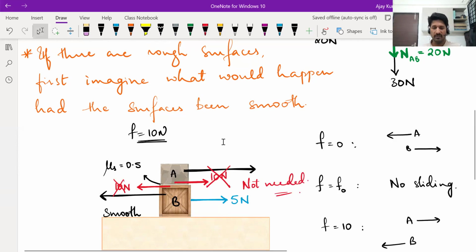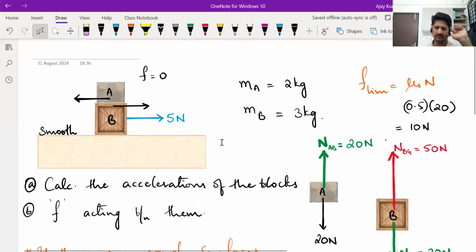Because if you imagine that much friction to be acting, it is leading to a meaningless situation. So it means that much friction will not act. That much friction is not needed. For a lesser amount of friction itself, sliding between the blocks can be prevented. That is what all this suggests.